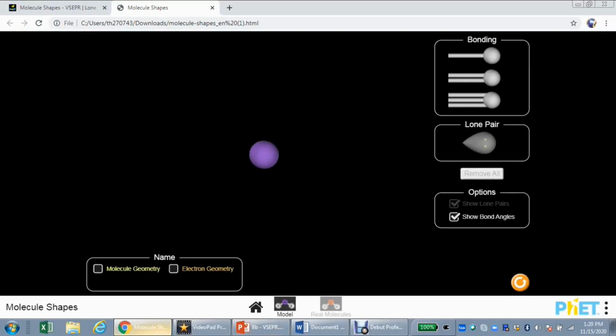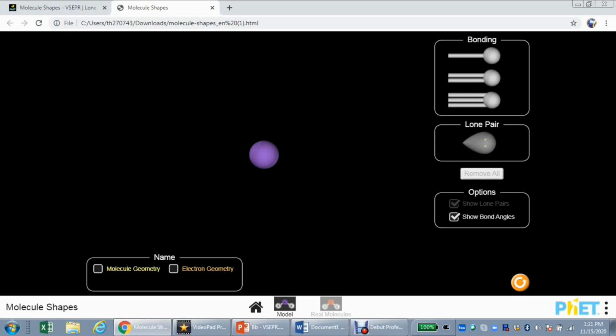We're going to use this animation here to look at the shapes or geometries that result from structures with various steric numbers. To simplify our discussion at first, we're only going to focus on structures that have bonded atoms and no lone pairs. We'll discuss more complex situations in another video.